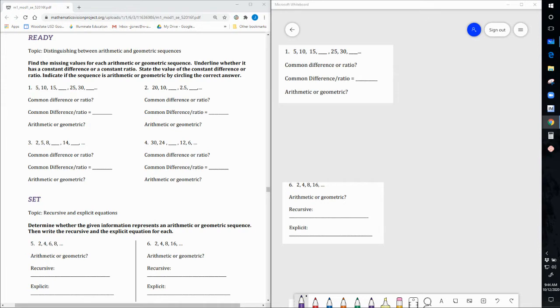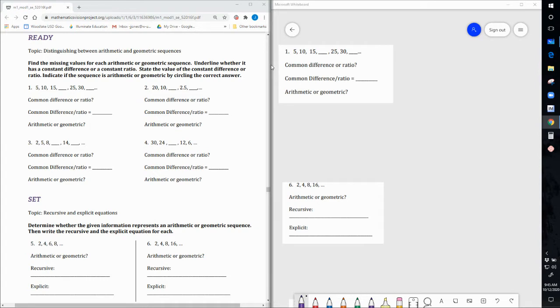It says find the missing values for each arithmetic or geometric sequence. So obviously you're going to choose which one it is. Underline or circle whether it has a constant ratio or constant difference. And then state the value of the constant difference or ratio. And then indicate if the sequence is arithmetic or geometric by circling the correct answer. So several things that you need to do. Let's go ahead and do that together so you know how to do the rest.